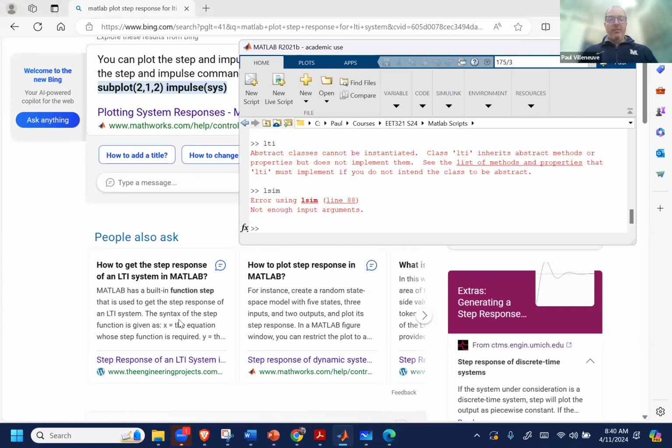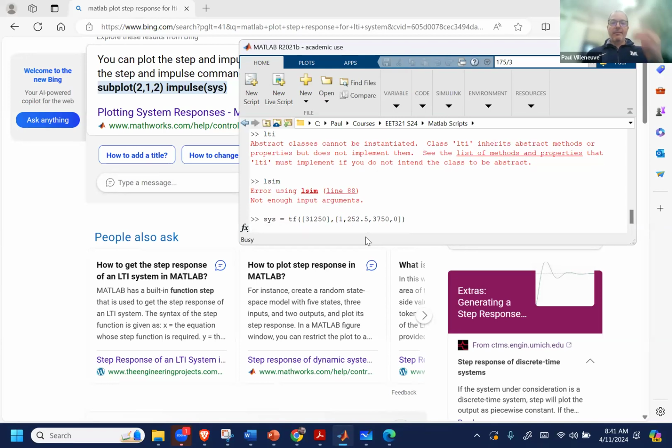All right, so let's do sys equals transfer function. What are the numerator coefficients? 31,250. Okay, that's the numerator. Then the denominator, I just need the coefficients: 1, 5, 3,750, and then 0. Is that correct?